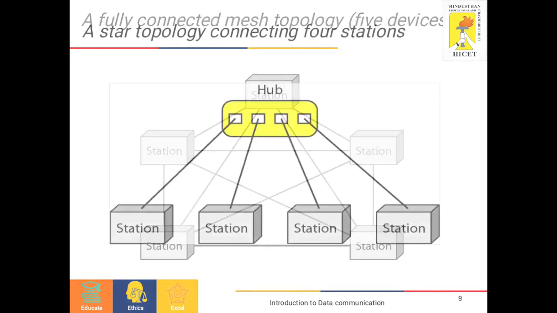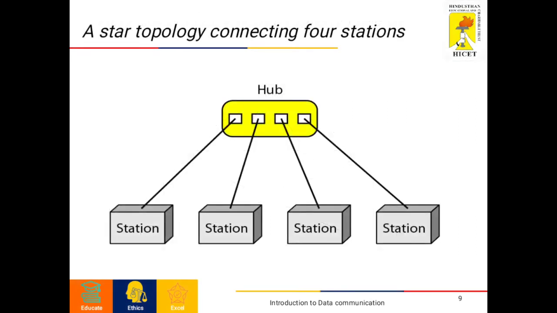Second, we are going to see the star topology. In a star topology, each device has a dedicated point-to-point link only to a central controller, which is usually called a hub. The devices are not directly linked to one another. Unlike mesh topology, star topology does not allow direct traffic between the devices. There is no communication between the devices in a star topology.